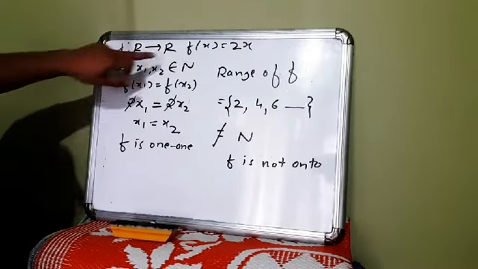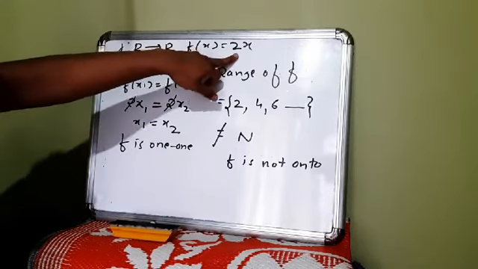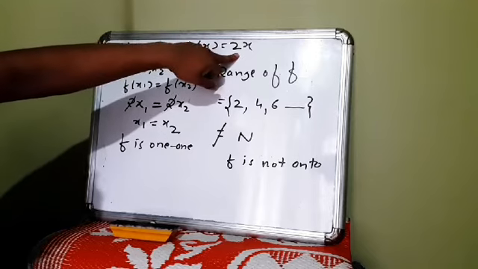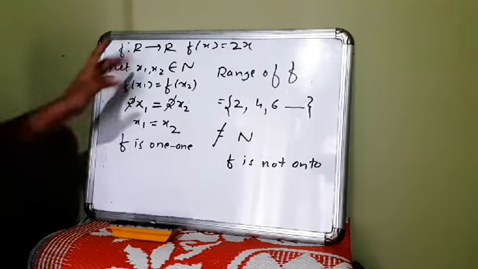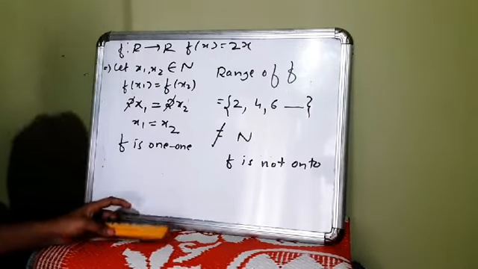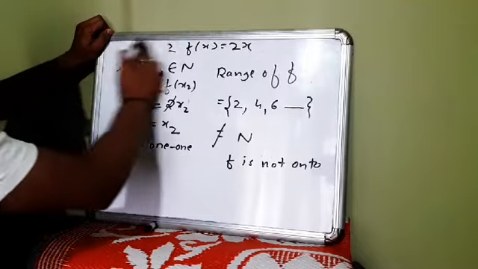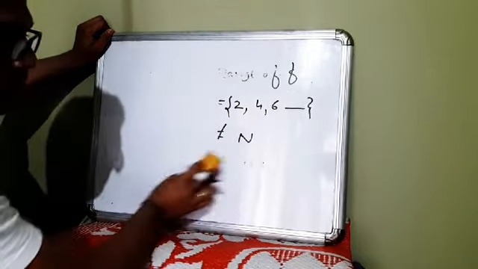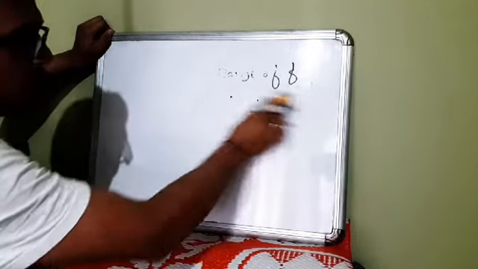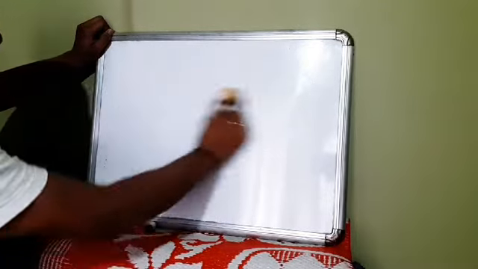f is from R to R and f of x is 2x. Then show that this function is 1-1 and onto. That is the homework for you. So these are some examples we have done based on the concepts of 1-1 and onto functions.